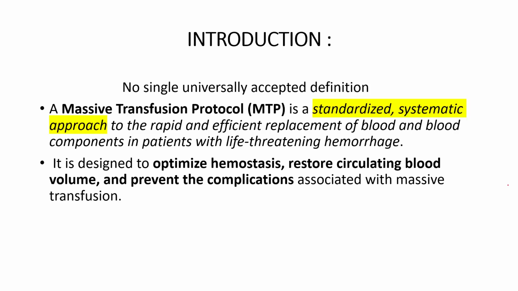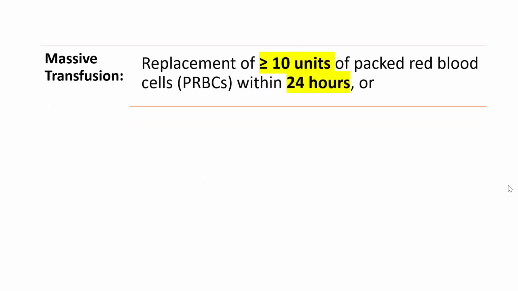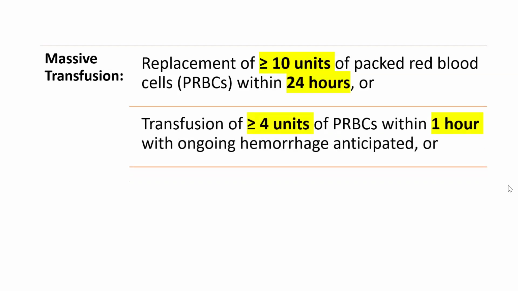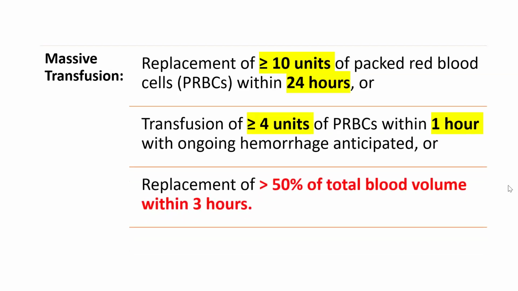If you do it in such a way, you will prevent complications, either because of blood loss or because of excessive transfusion. Okay, so what are the usual criteria for defining massive transfusion? That is replacement of more than or equal to 10 units of red blood cells within a span of 24 hours, transfusion of more than or equal to 4 units of PRBCs within 1 hour of ongoing hemorrhage, which is either anticipated or ongoing, or replacement of more than 50% of total blood volume within 3 hours.